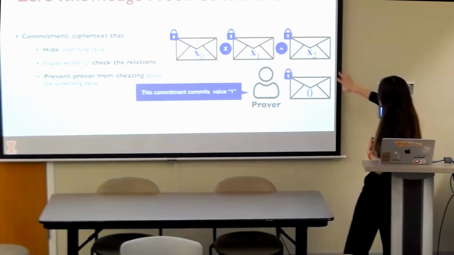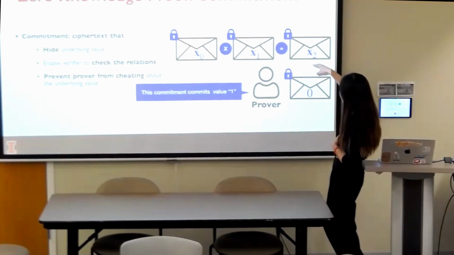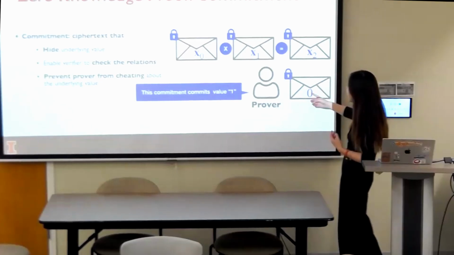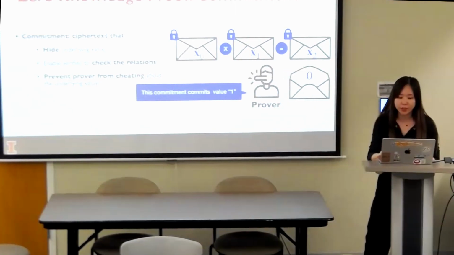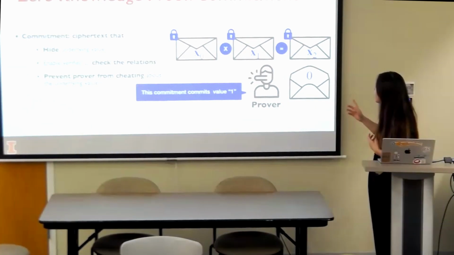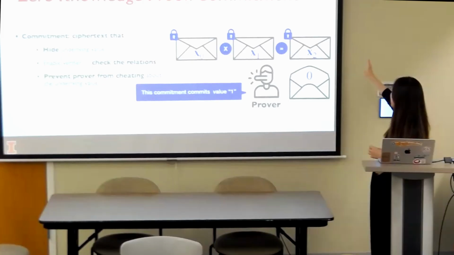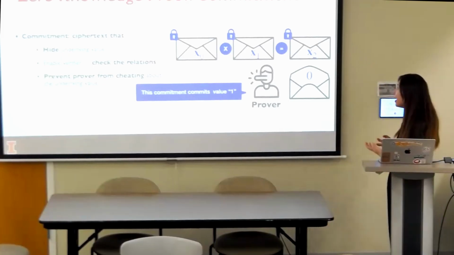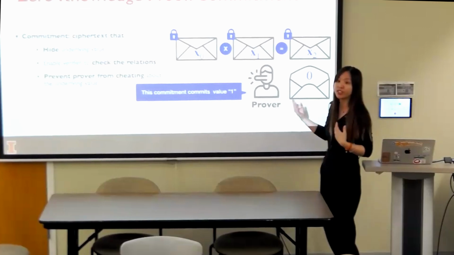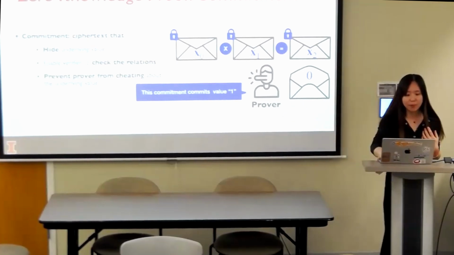For example, if X2 is a commitment of 0, but the prover tries to convince the verifier that this commitment commits to value 1, then the verifier should be able to detect that the prover is cheating. Okay, that is a commitment.